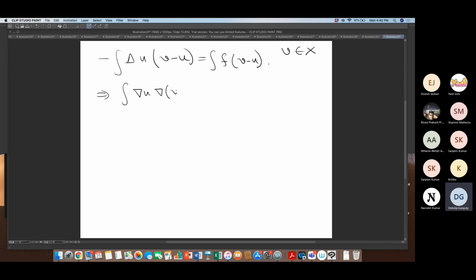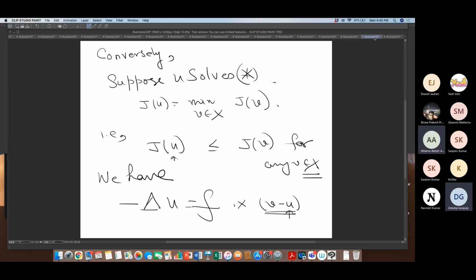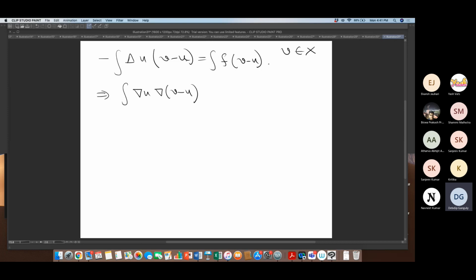Gradient v minus... So what will be the boundary term? What is the boundary term? It is 0. Why? Because I have taken the space X. What is the space X? X is the space of all v in C2 of omega such that v equals g, and u also solves the PDE, so u equals g on the boundary and v equals g on the boundary. So both are 0, right? So v equals u equals g on the boundary, right? Yes, sir.